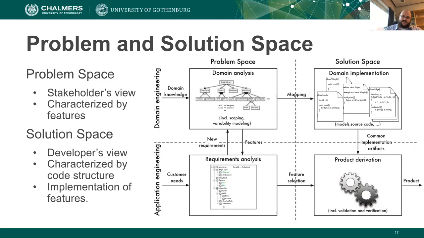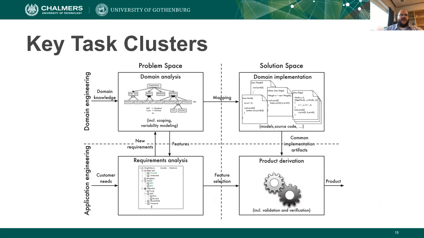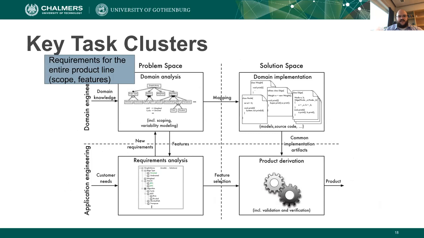So the distinctions between domain and application engineering, as well as the problem space and the solution space, give us really four clusters of tasks that we follow in product line engineering. The first of these is domain analysis. Domain analysis is a form of requirements engineering for the entire product line. Here we need to decide the scope of our domain. Broadly, what are we building for? Which products should be covered by the product line? And as a result, which features are relevant and should be implemented as reusable artifacts? The results of domain analysis are usually documented in a feature model.